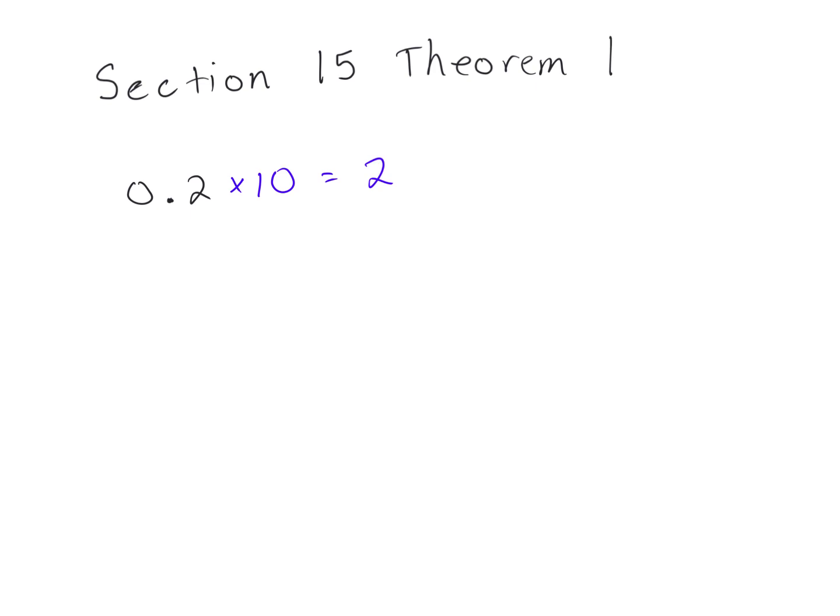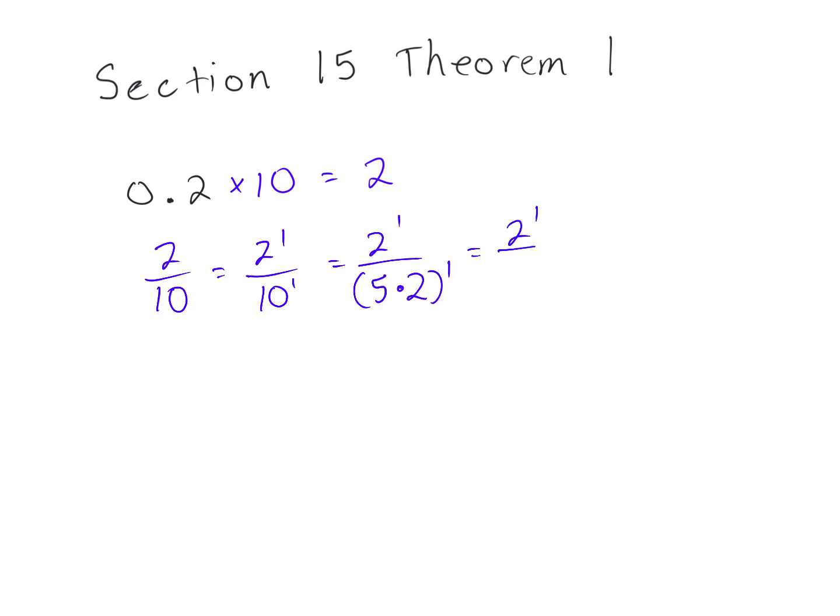So this can be rewritten as 2 over 10. I can rewrite 2 over 10 as 2 to the first power over 10 to the first power. We also know that the factors of 10 are 5 and 2. So we can also say this is 2 to the first over 5 to the first times 2 to the first.